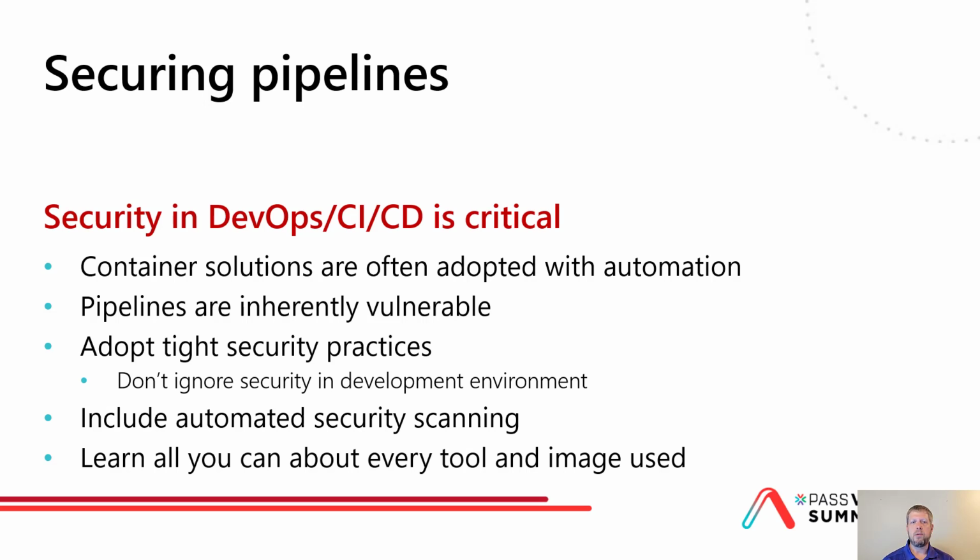Adopt tight security practices, including in your development environments. It's absolutely critical in DevOps to make sure that you're adopting those practices and that you are secure the entire way through. Add in automated security scanning, multiple layers of it preferably, for different types of vulnerabilities. This can include container scanning as well as things like static code analysis, as well as your unit tests and such.